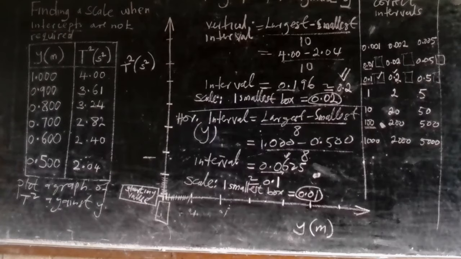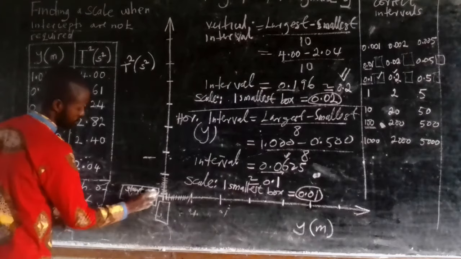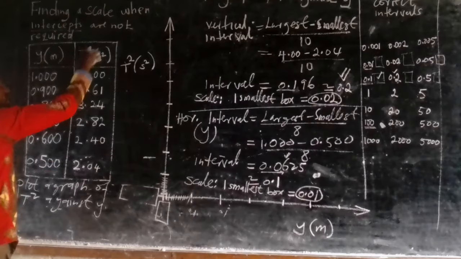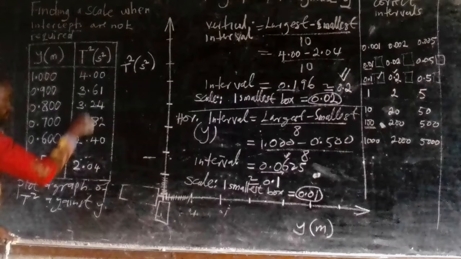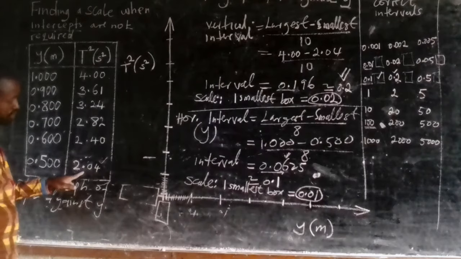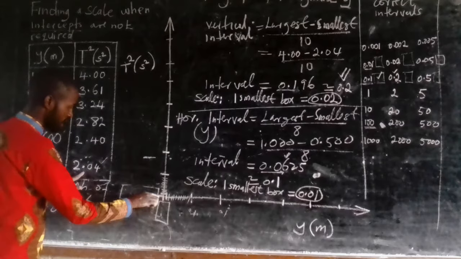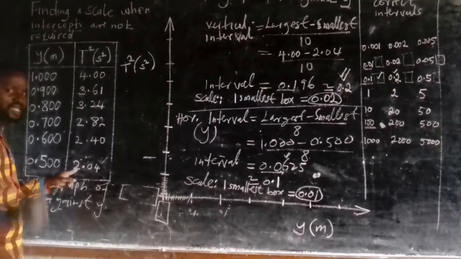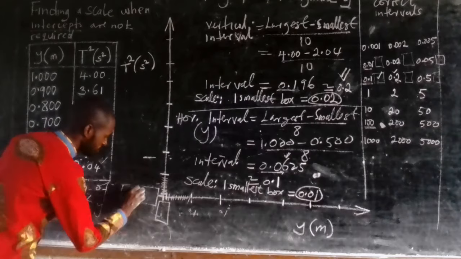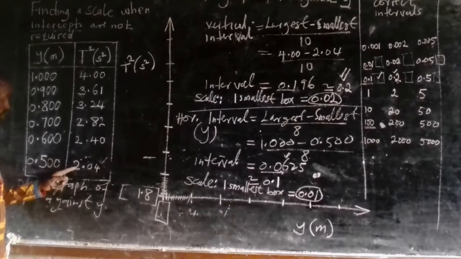Now, the value to put here, the starting value on this vertical axis, you come to these values here. Look at the smallest value there. What is it? It is this one. On these values of t squared, we shall put values of t squared. The smallest is this. Now, the number to put on this first mark should be smaller than this, but slightly smaller. The difference should not be very big. So I'm putting 1.8 as my starting point because I notice 1.8 is smaller than these two.